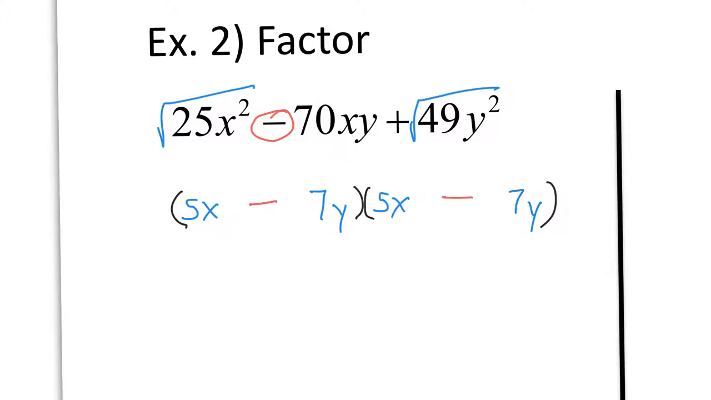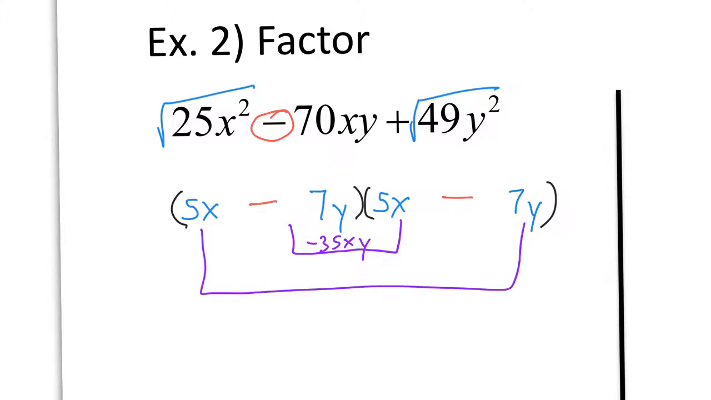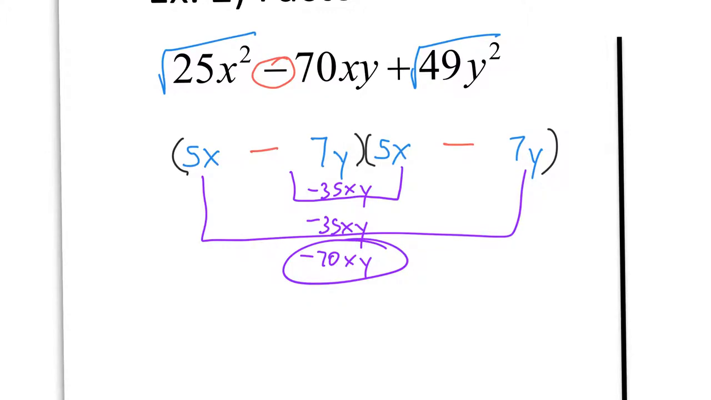Now, if you're thinking, what happens to the middle term? Once again, you can multiply these two terms, negative 7y times 5x. That's going to be negative 35xy. You need to put the variables in alphabetical order when you multiply. And 5x times negative 7y, that's a negative 35xy. And when you combine those two terms, you get negative 70xy, which is the term in the middle. So now you write your binomial with the square. So we have 5x minus 7y, squared.